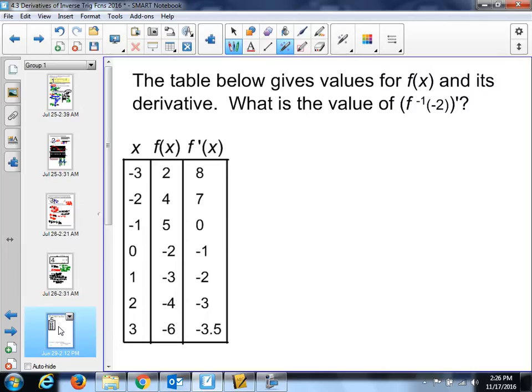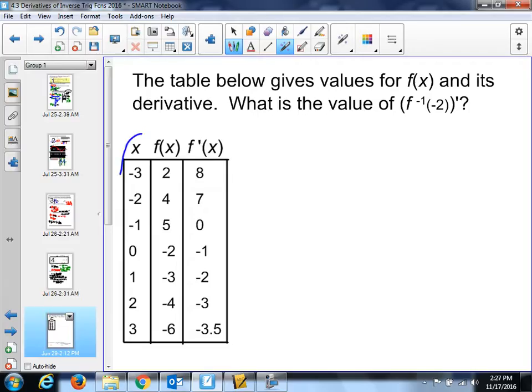Inverses. I've given you a table of values. I just made it up. Now, this is, without knowing what the function is, a bunch of the values.